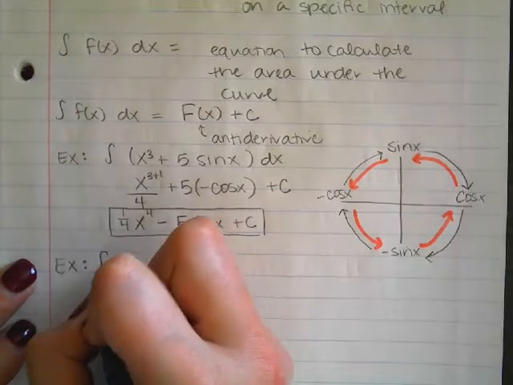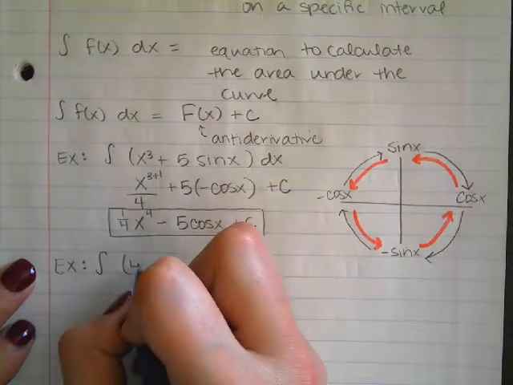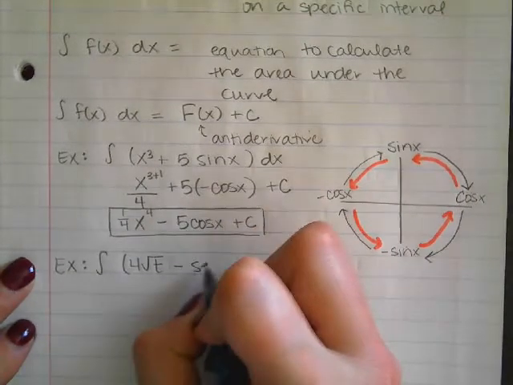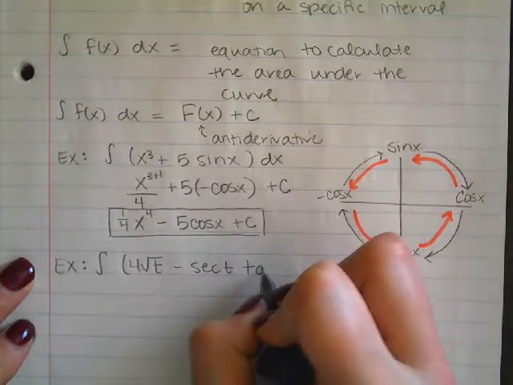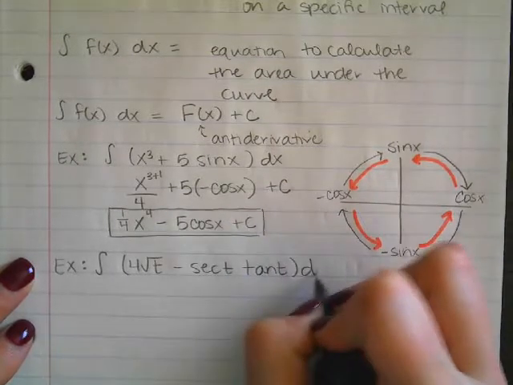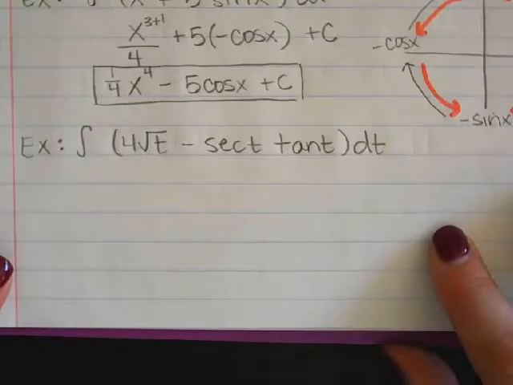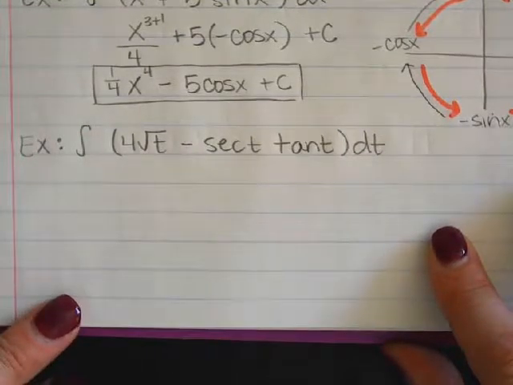We're going to integrate 4 square root t minus secant t tan t dt.